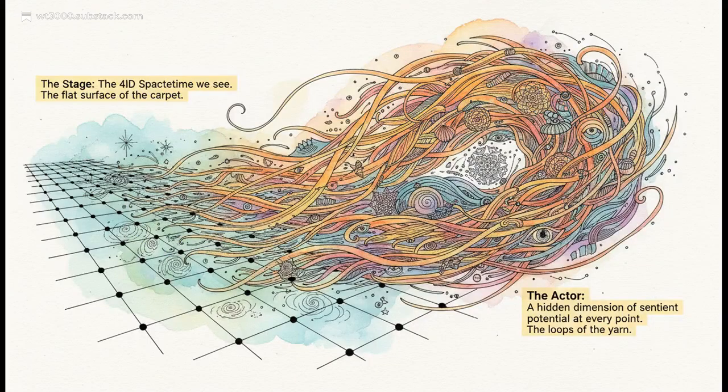Okay, this is where it gets really cool. On one hand, you have the base space. Think of it like the stage. It's our familiar 4D space-time, the flat surface of that carpet we were talking about. But here's the twist. At every single point on that stage, there's a fiber. This is the actor. It's a hidden internal dimension of pure sentient potential. These are the tiny loops of yarn that give the whole carpet its color and its richness.